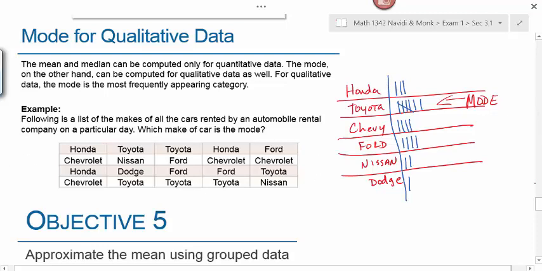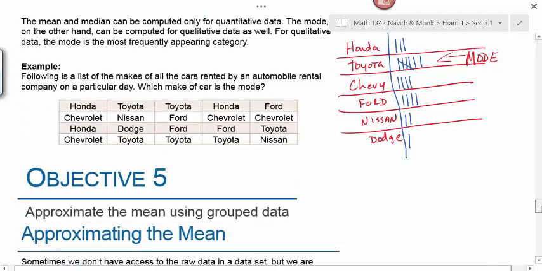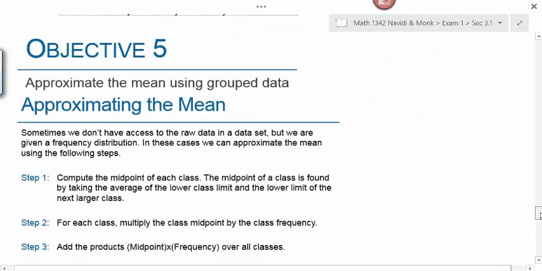Be very careful whenever you're doing your work for your homework or especially on a test. Make sure you get it right. The last objective for this section is Objective 5, and here we want to approximate the mean using grouped data.